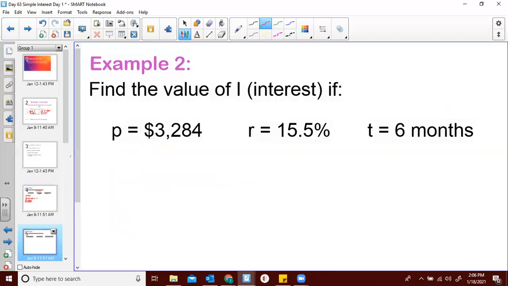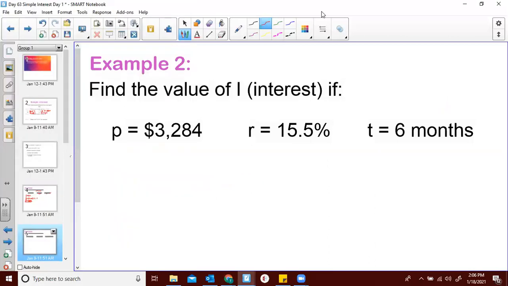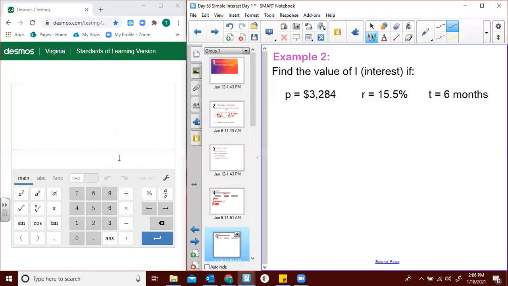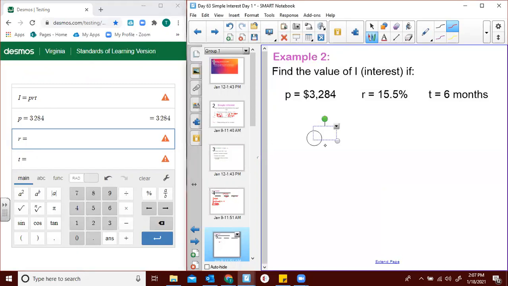Now let me show you a little Desmos trick here. Let's type in capital I equals PRT, and then P equals, R equals, T equals. Let's put in our P, which was 3,284. Our rate is 15.5%. Remember, we want to go 1, 2 to the left, so we actually have 0.155.